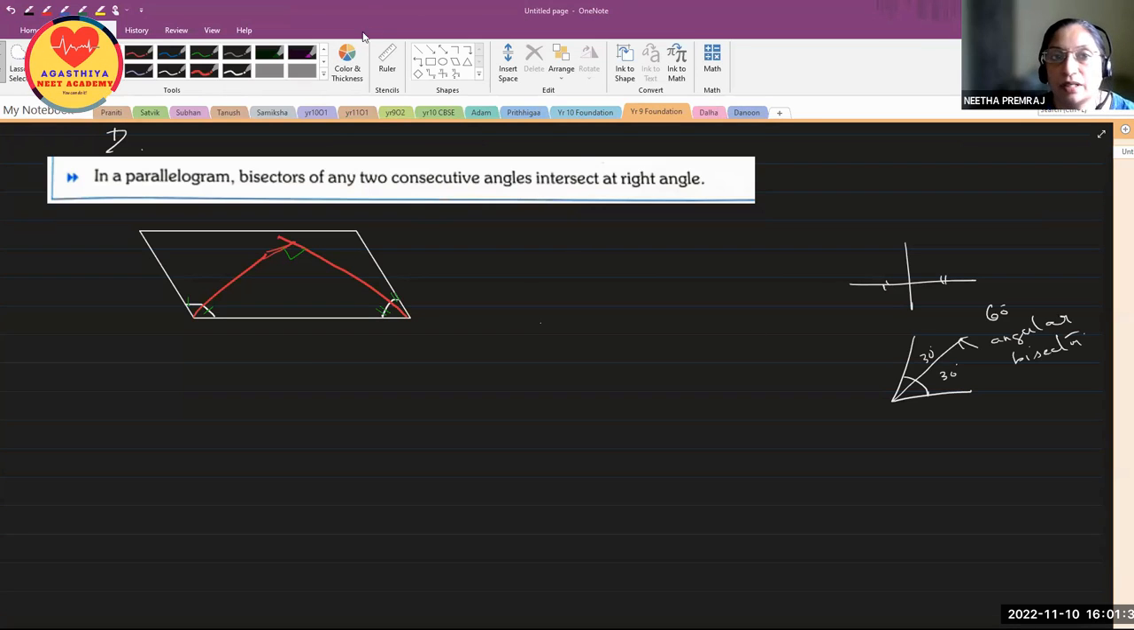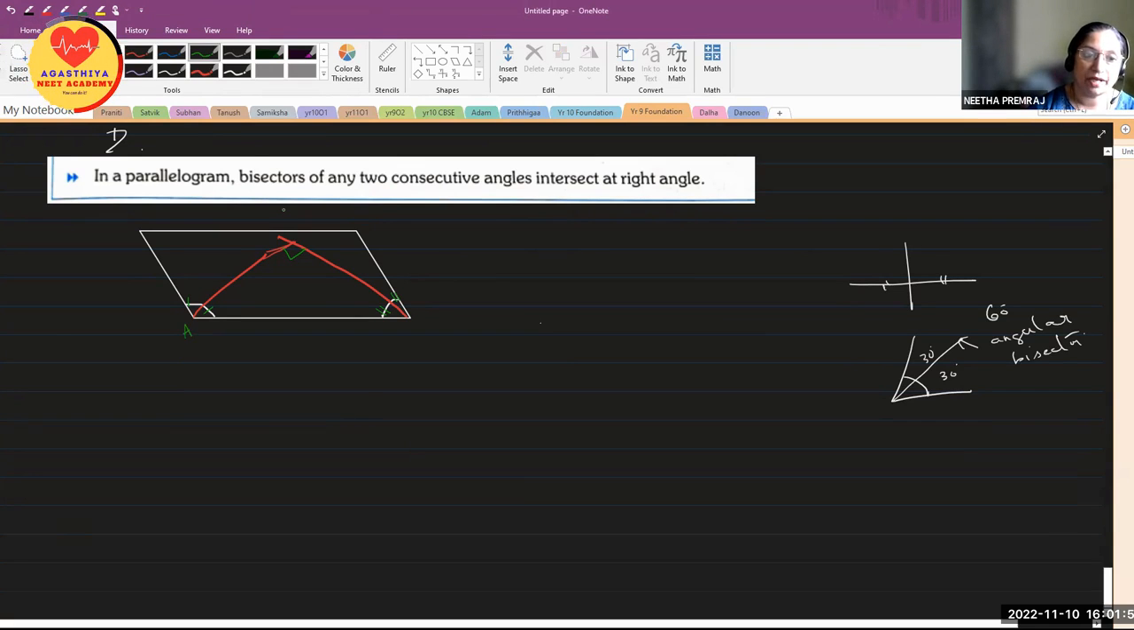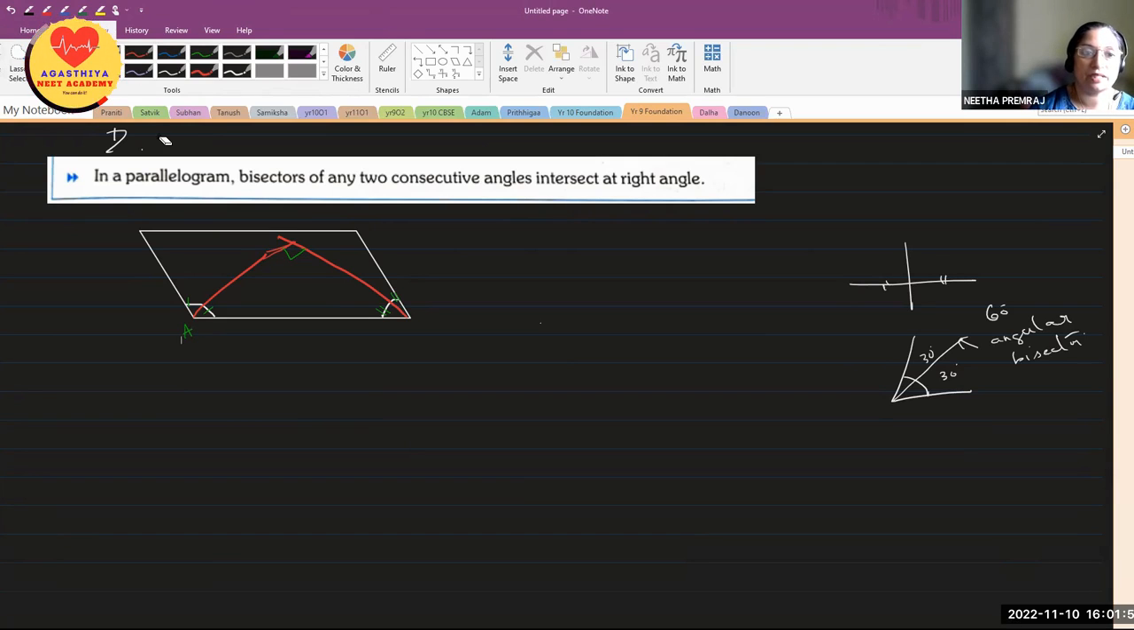Okay, so we were discussing the angular bisector, isn't it? Angular bisector means it cuts the angle into two equal halves. So in a parallelogram, I draw an angular bisector. Wait, I'll redraw it so you will have a better understanding. Wait one second.